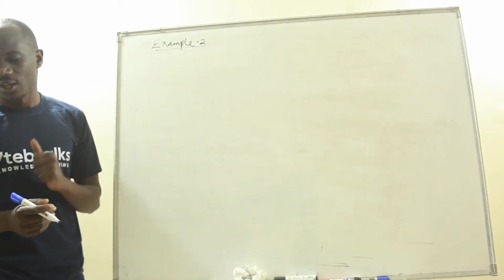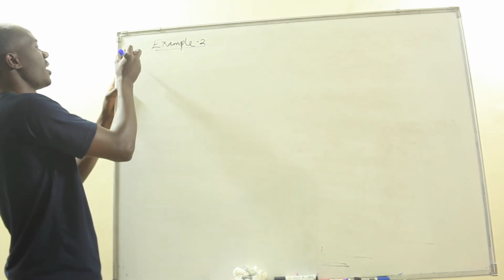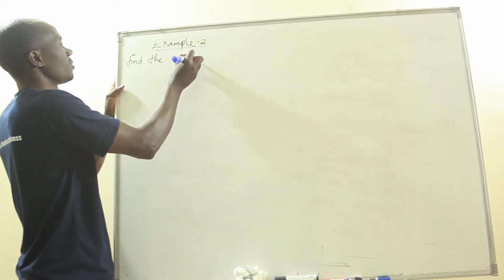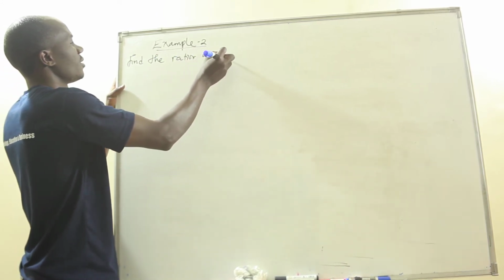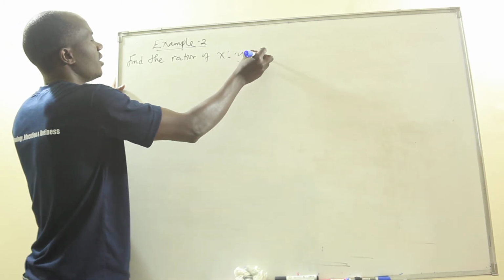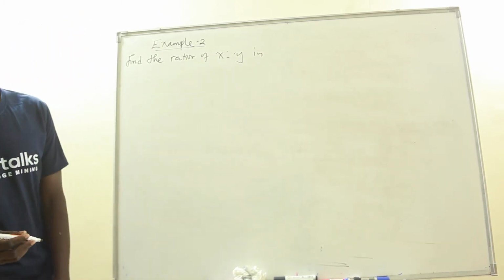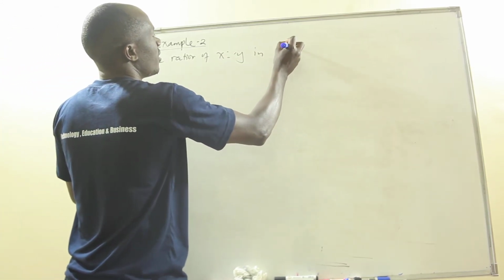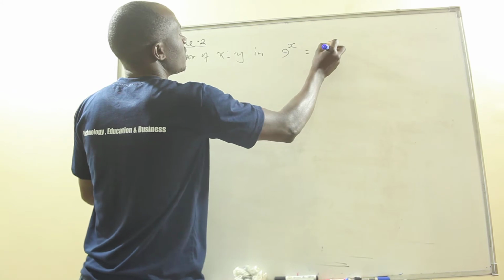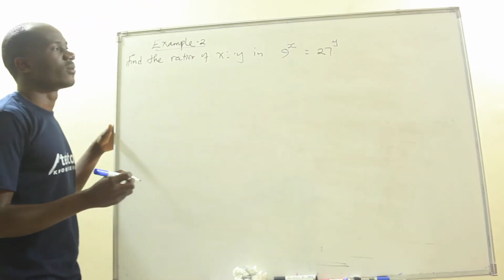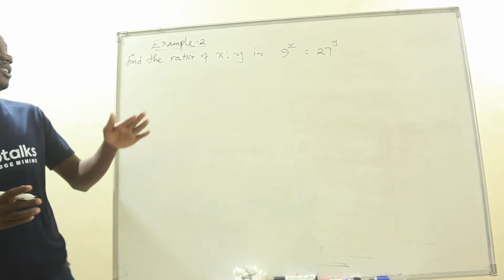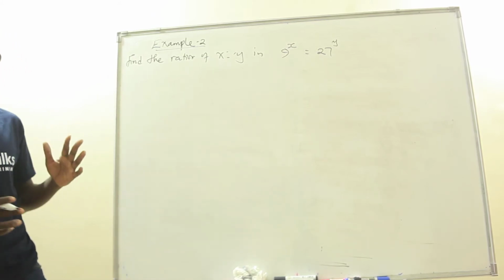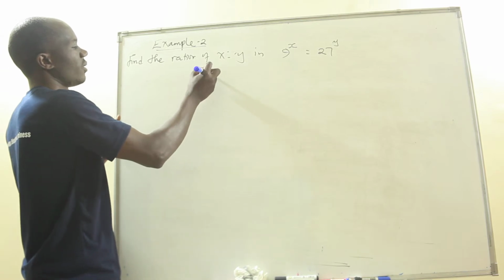Example 2. Find the ratio of x to y in 9 power x equals 27 power y. So what we're going to do is this. They have said they want us to get the ratio of x to y in 9 power x equals 27 power y. So let's look at our solution.